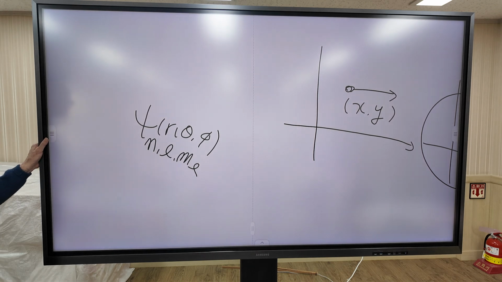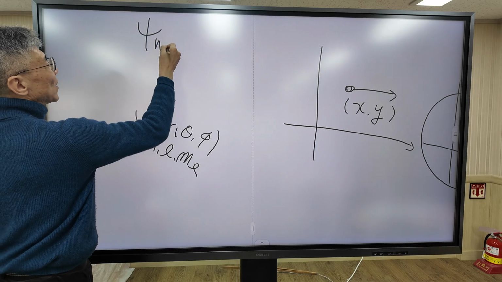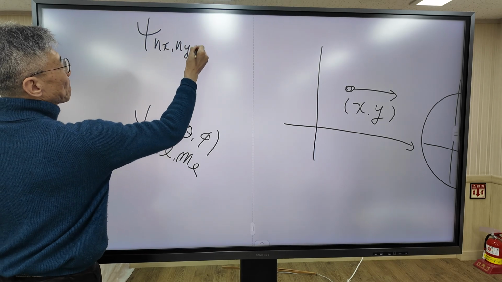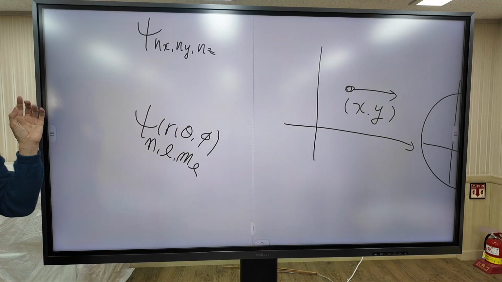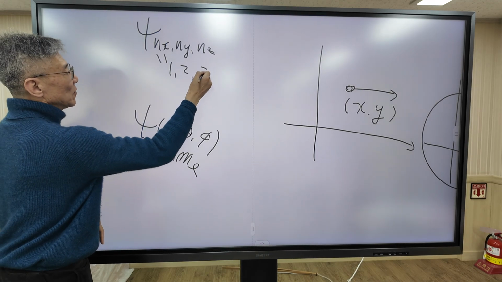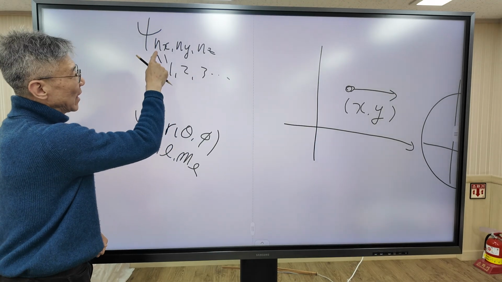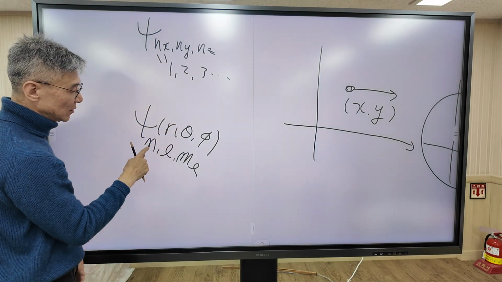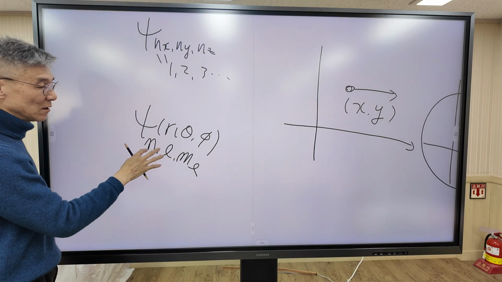They have constraints. For example, for a particle in a three-dimensional box, the nx, ny, nz cannot take arbitrary numbers. For example, nx can take only 1, 2, 3, etc. This is a limitation, a constraint that nx has. Similarly, these quantum numbers cannot take any arbitrary number. They have limitations or constraints.